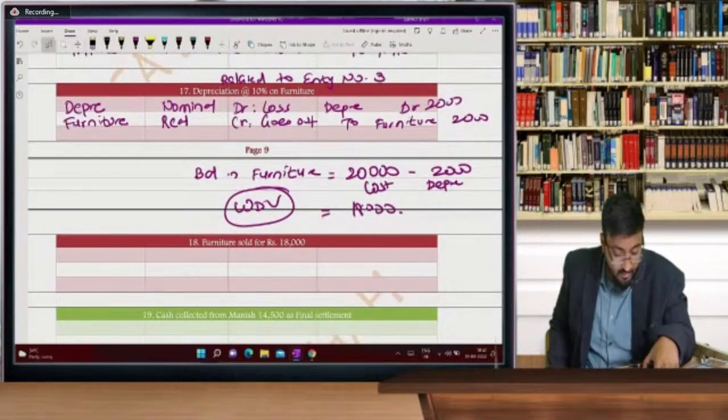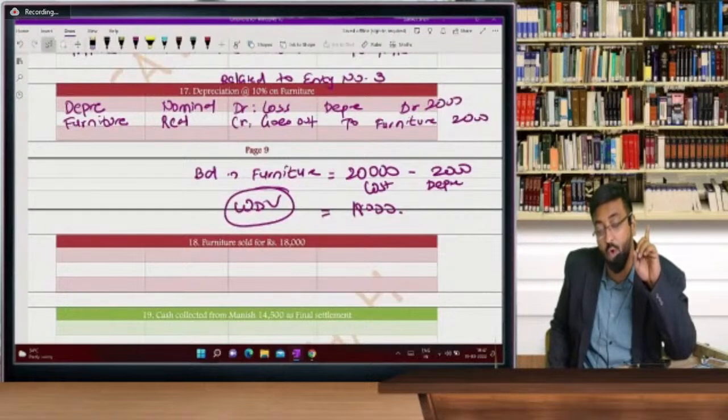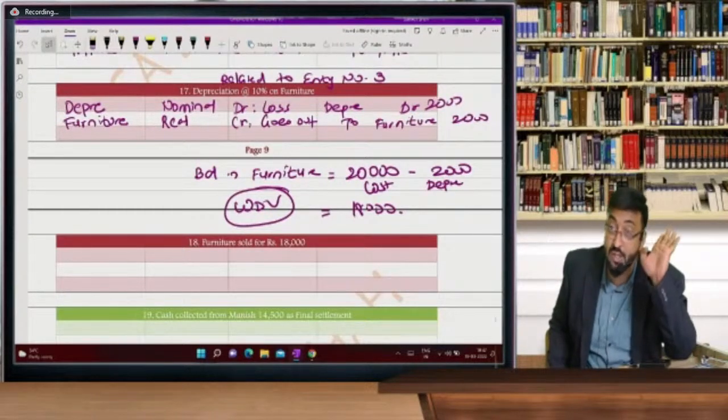How will we close call scenarios? Usha Shukla ji, for that you have to watch my sessions of company accounts of foundation. So this is the only option that you have.